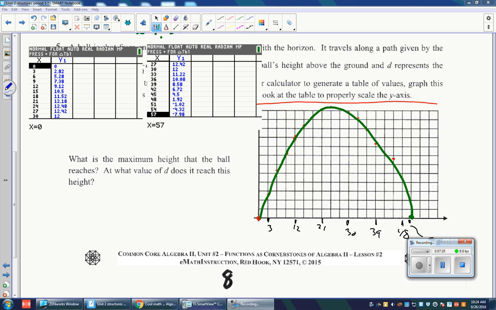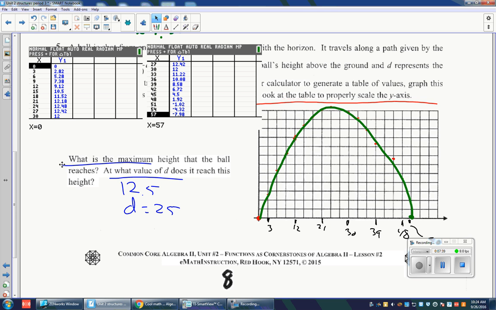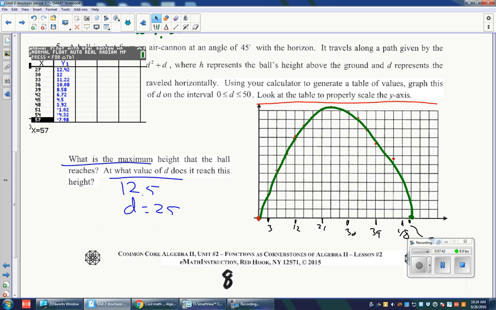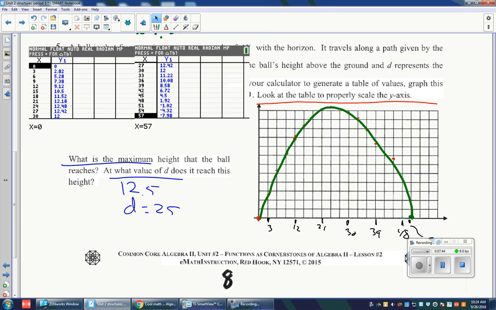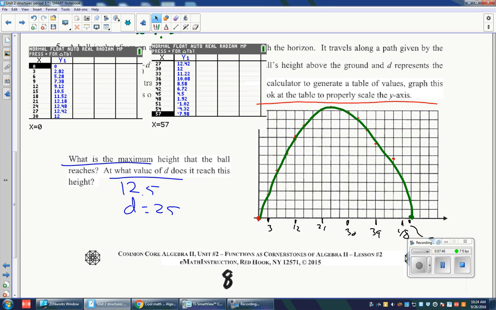The reason why I wanted to check that is because it says, what is the maximum height the ball reaches? It is 12.5. At what value of d does it reach that height? d equals 25. How did I know that? That was the middle of it, and it looked like a parabola. It was a parabola, and so the maximum height is going to be in the middle.